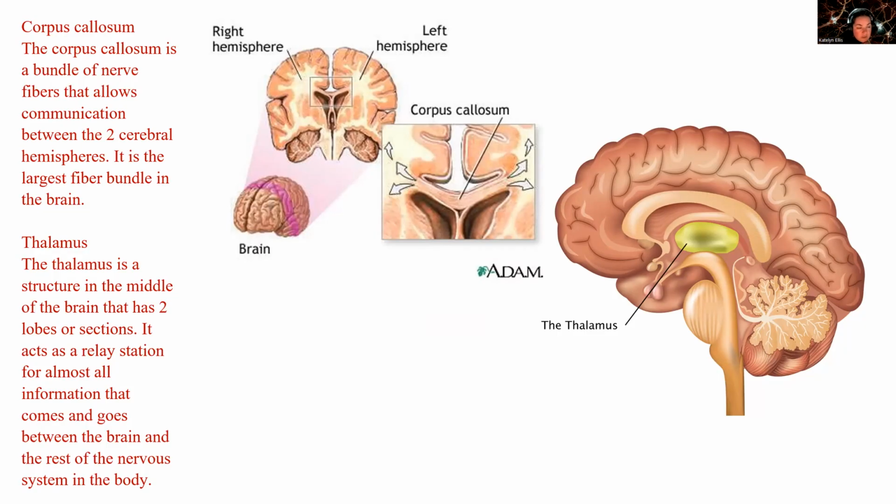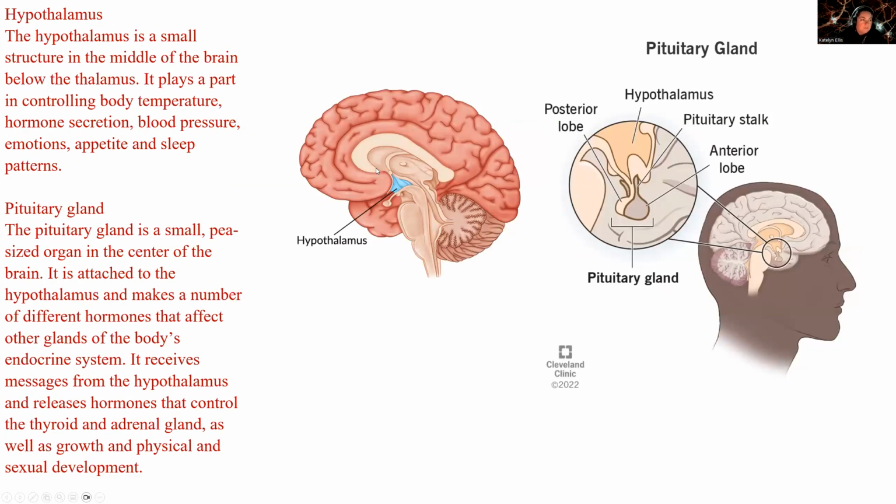The thalamus is the structure in the middle of the brain that has 2 lobes or sections. Again, all right, more hemispheres. It acts as a relay station for almost all information that comes and goes between the brain and the rest of the nervous system in the body. You can see it here pictured in green. I've got a label going over to it so that you can see it. And this image on the upper left-hand side is the corpus callosum. You see how thick that is and how tight that banding is holding those 2 hemispheres together.